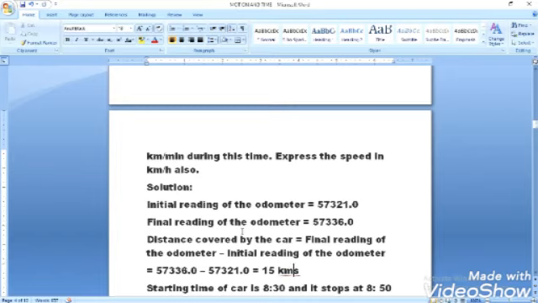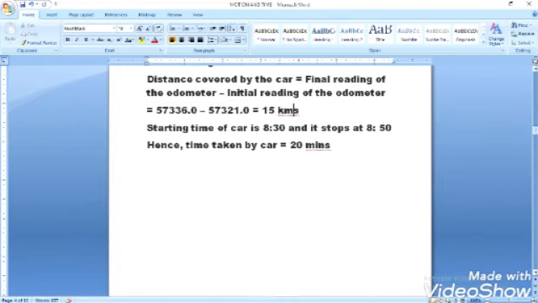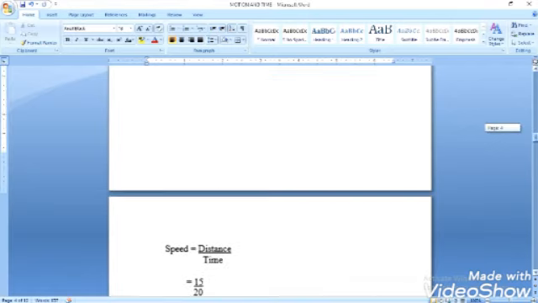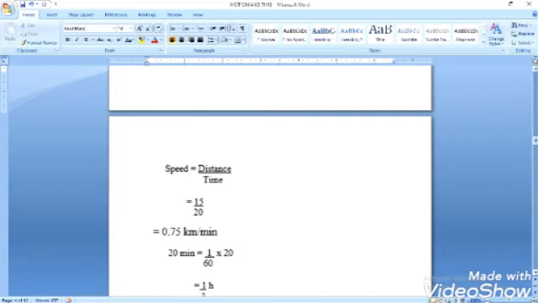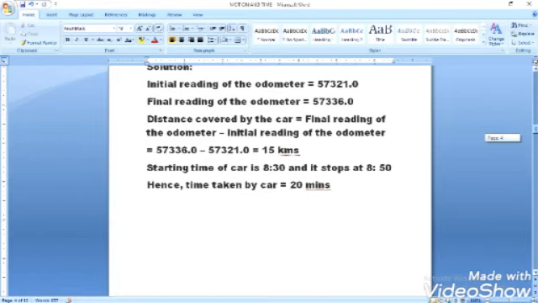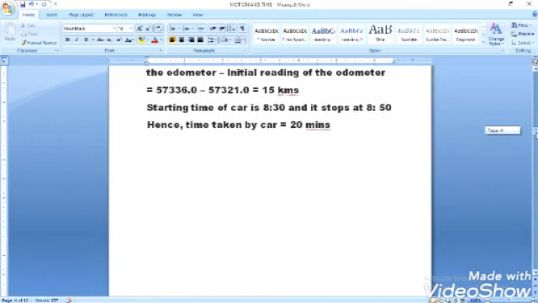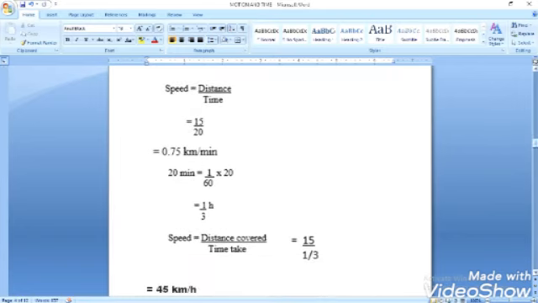And the starting time of the car is 8:30 and it stops at 8:50. Hence, time taken by the car is what? What is the time taken? 20 minutes. Okay. Now, we can calculate the speed. Speed is equal to distance by time. So, distance 15 divided by 20. Total distance is 15 kilometer, this is the distance covered by the car, divided by 20 minutes. So, we get the speed, 15 by 20 is equal to 0.75 kilometer per minute. So, we get the answer in kilometer per minute.